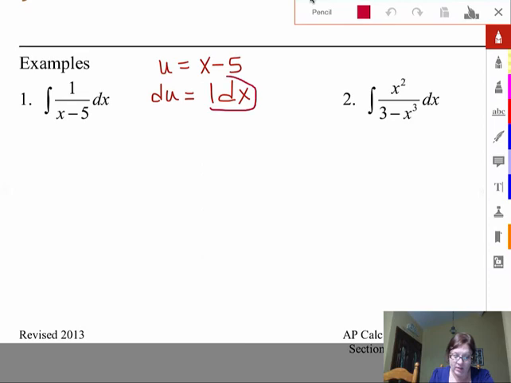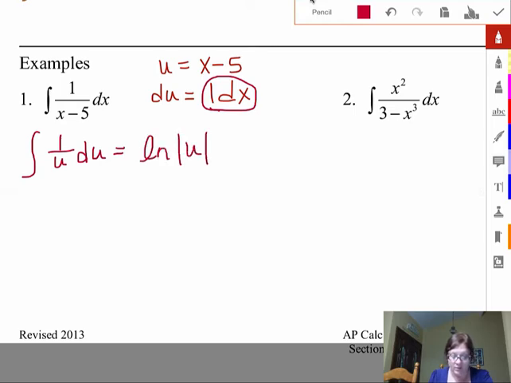And, of course, I hope I have that. So I check to see if I have this anywhere. And, of course, I do. And so now I can rewrite this as 1 over u du. And now I know that the antiderivative for that is natural log of the absolute value of u. Don't forget your vitamin C. And then I can plug back in. So I get natural log of x minus 5 plus c.